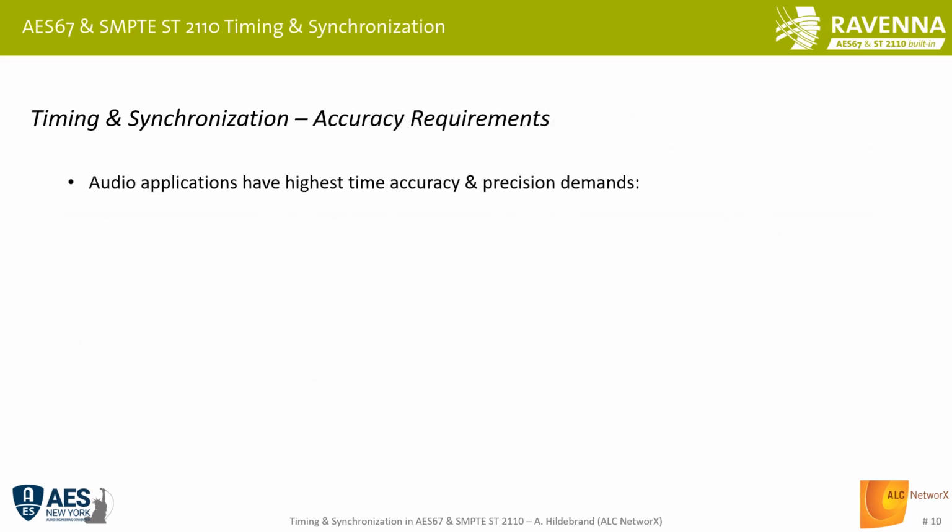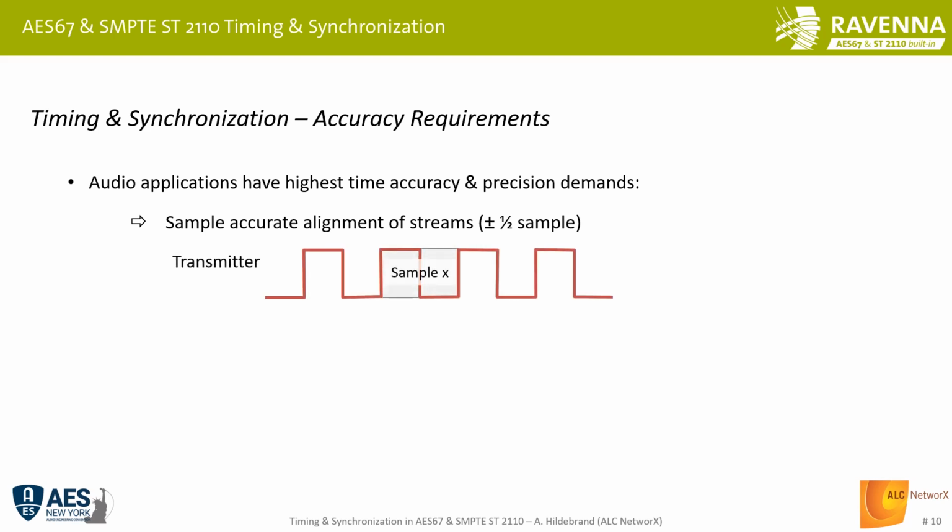Okay, so now that we know what methods are available and what accuracy we can get out of them, let's have a look at the particular accuracy requirements of media over IP systems. The first thing we need to state is that audio applications have the highest time accuracy and precision demands. Might be surprising for the video guys, but audio actually has much higher accuracy and precision demands when it comes to timing. Let's look at the first requirement, one which applies to alignment of streams. If I want to sample accurately aligned streams, that means that the whole network's time is not allowed to deviate more than plus minus half a sample.